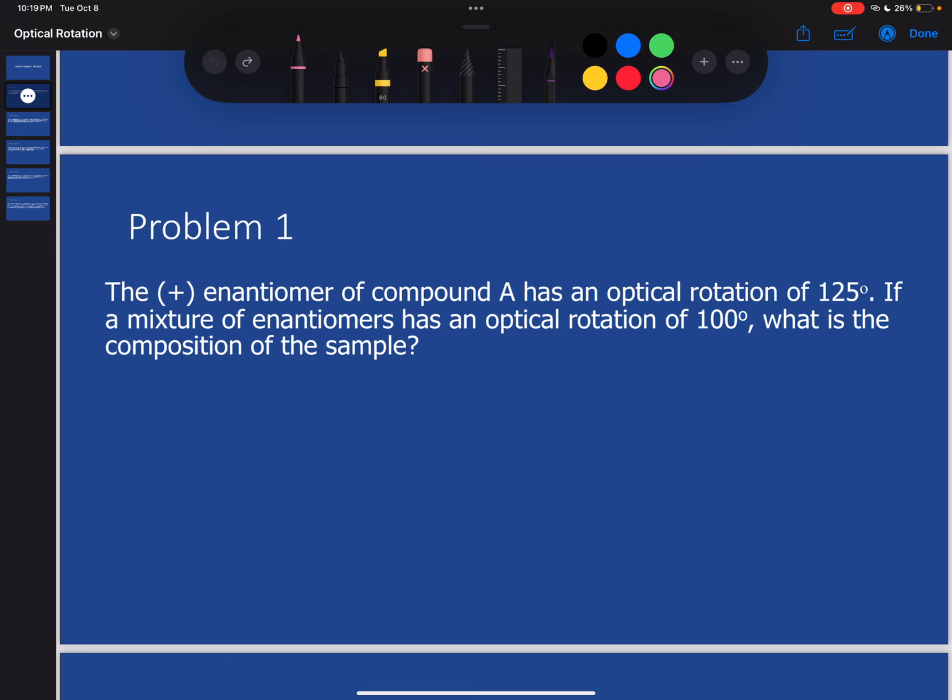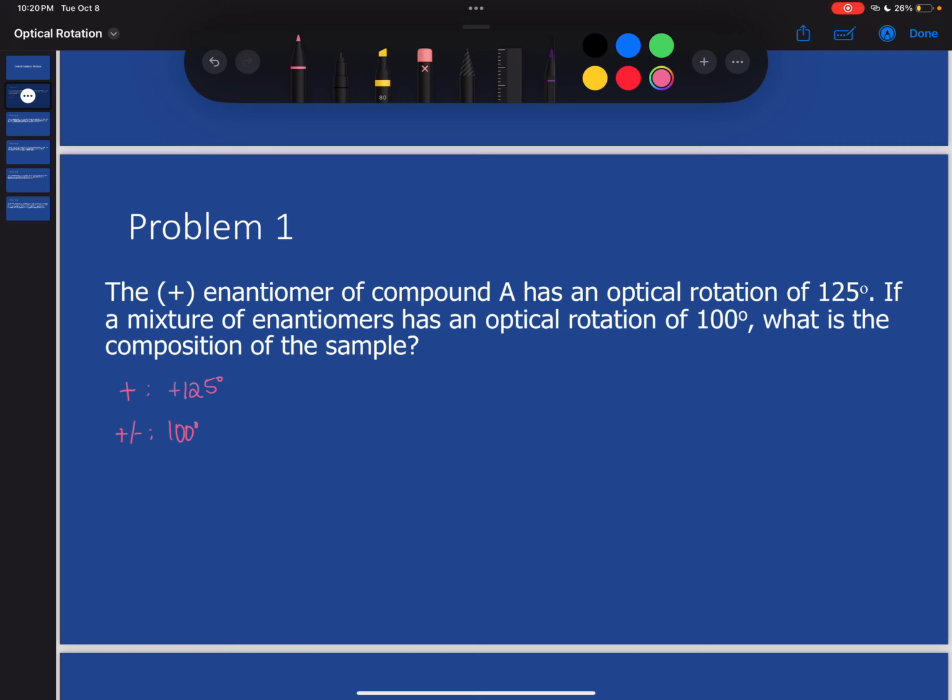All right, so we have a positive enantiomer of a compound that has an optical rotation of 125. So what that told us was the pure positive enantiomer has a positive 125 degree optical rotation. I have a mixture of enantiomers that gave an optical rotation of 100. So I have a mixture of plus and minus here, and it wants to know the composition. How much positive is there and how much minus is there?